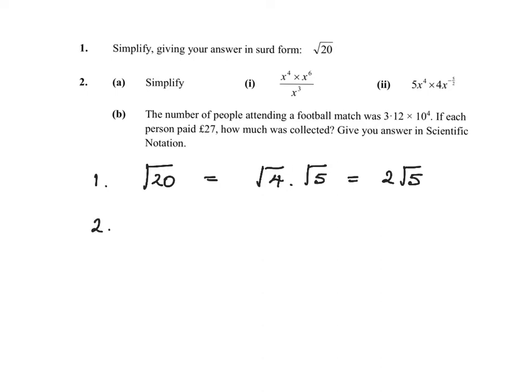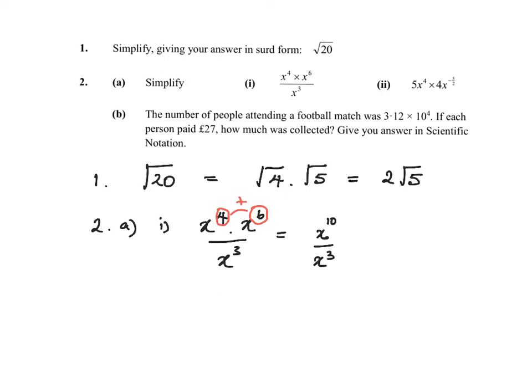Question 2, part A, 1. What we want to do is to simplify the indices. x to the 4 times x to the 6 over x to the 3. Remember, when we're multiplying powers, we add the indices, so that's 4 plus 6, which means we have x to the power of 10 on top. That gets us 1 mark.